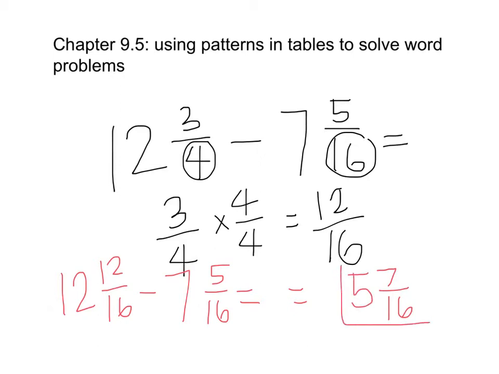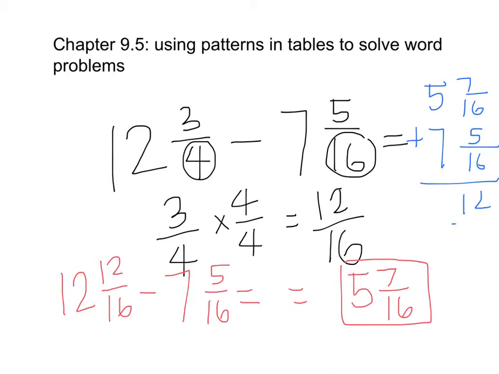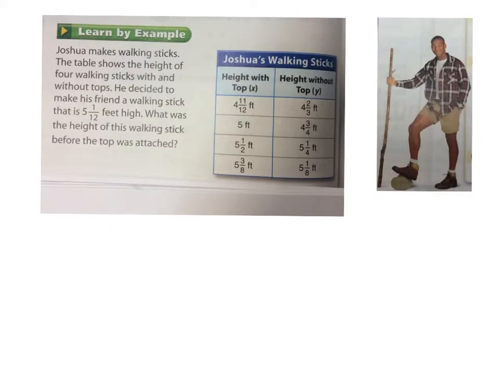Now what addition equation could I do to check my answer? Goni? You could do 5 and 7/16 plus 7 and 5/16. I'll do it vertically over here. So what's 5/16 plus 7/16, Goni? That's 12/16, or simplified, 3/4. So the sum is 12 and 3/4. Good. Okay, so we're all on the same page. We know how to add and subtract fractions and mixed numbers. Yes? Very good. So here's a word problem.